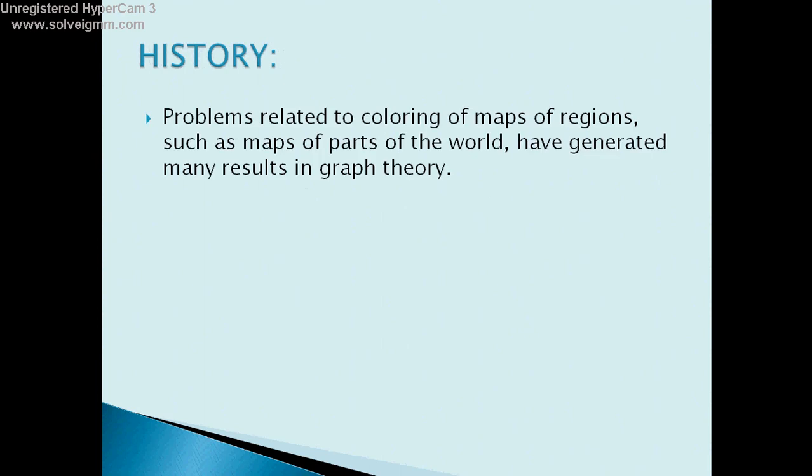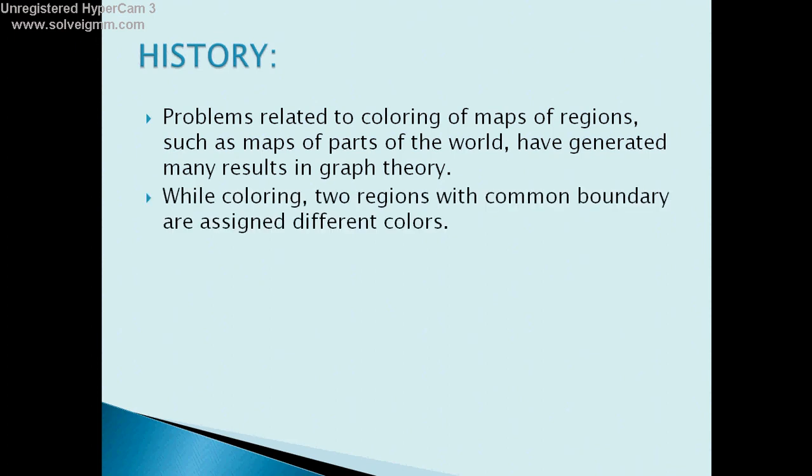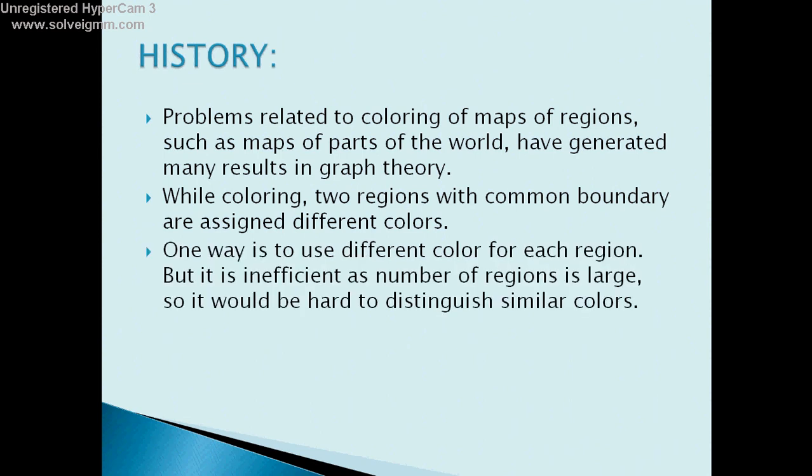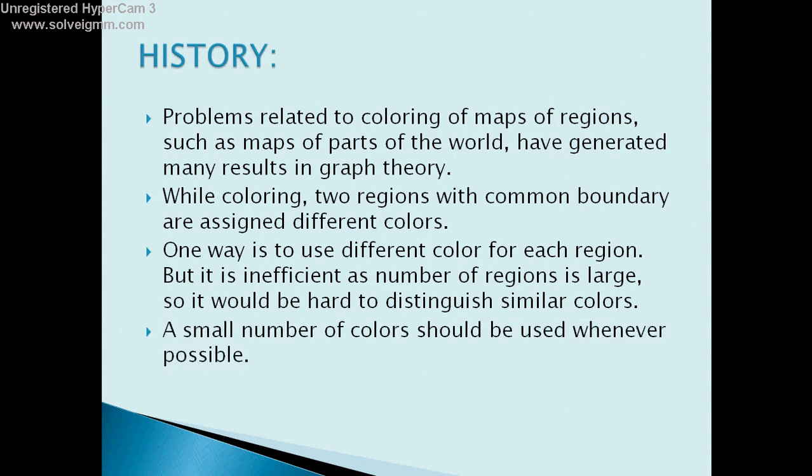Then comes the history, origin of graph coloring. Problems related to coloring of maps of regions, such as maps of parts of the world, have generated many results in graph theory. While coloring, two regions with common boundary are assigned different colors. One way is to use different color for each region, but it is inefficient as number of regions is large. So, it would be hard to distinguish similar colors. And a small number of colors should be used whenever possible.